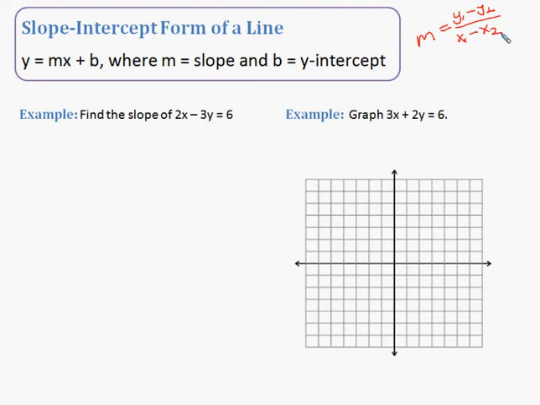If I ask for slope-intercept form, that is y equals mx plus b, or you might see f of x equals mx plus b, where m stands for the slope and b is the y-intercept. So here, find the slope of 2x minus 3y equals 6. Well, if I look at this form, there's my slope right there. It's m. So if I can get my line here into this form, I'll know what m is. It's the number multiplied times x.